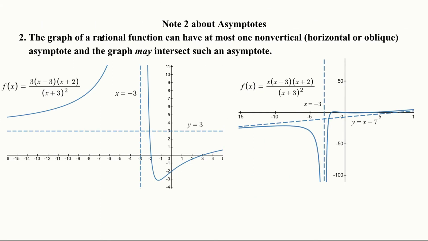The other important thing to notice is that the graph of a rational function can have at most one non-vertical asymptote, either horizontal or oblique. It can have one of them but not both, right? Or even can have only one of each type, right? Not more. And the graph may intersect such an asymptote.